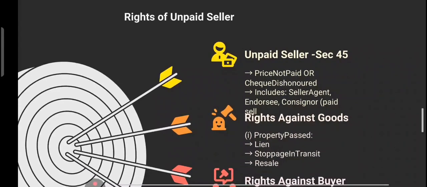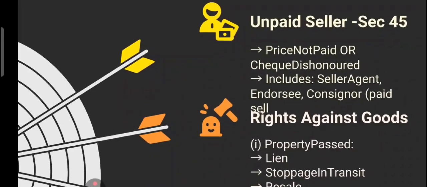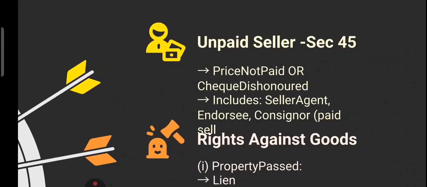First of all, unpaid seller, section number 45. What does unpaid seller mean? An unpaid seller is someone who has not been paid for the goods sold. He has sold the goods, but he has not been paid. This could happen if the price is not paid or if the cheque is dishonored. These rules apply to the seller, agent, endorser or consignor.